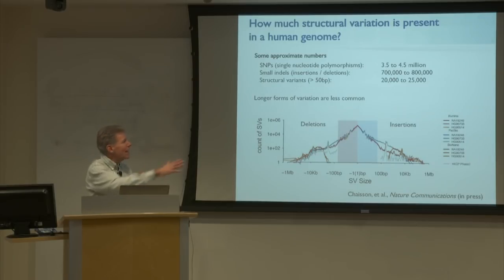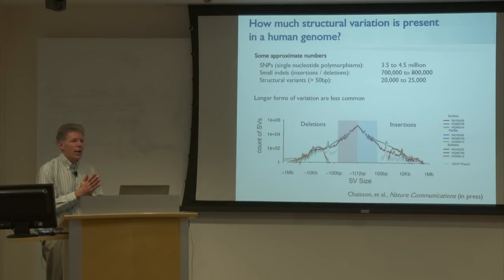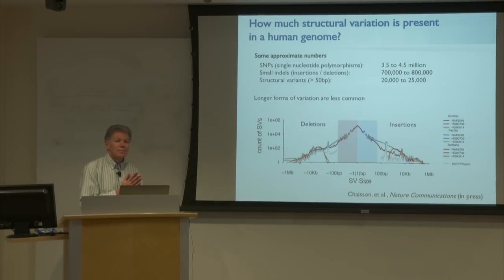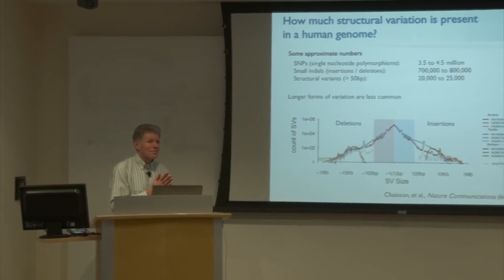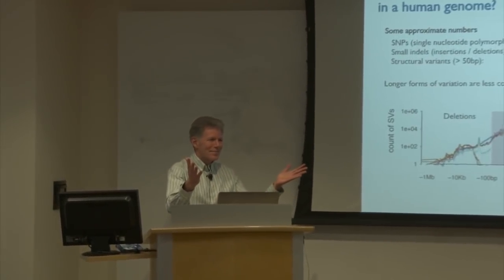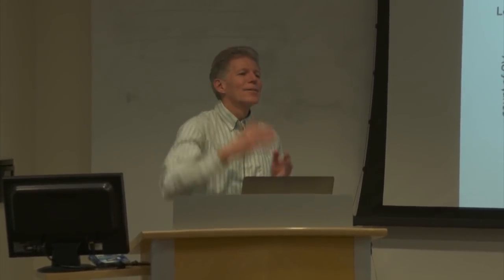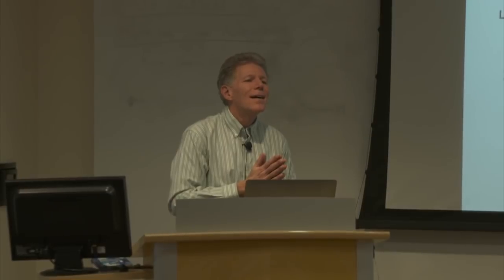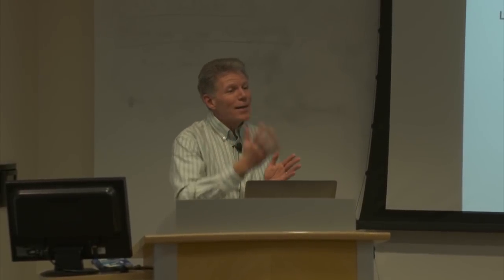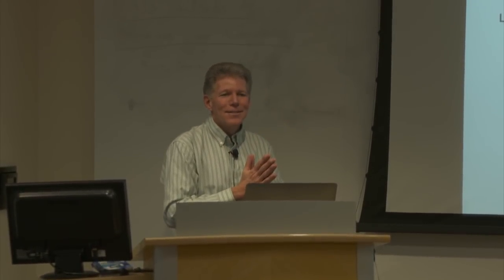So I have a question. So I say here for SNPs, SNPs we actually know a lot about, right? We're pretty confident about SNPs. Why do I give this range of 3.5 to 4.5 million? Why am I not more certain? Any idea? Louder? Could be repetitive areas. Other theories?